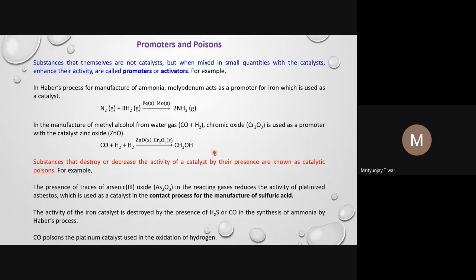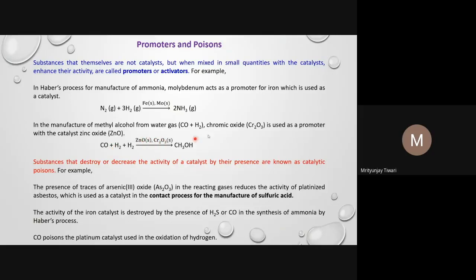We have already seen examples, the promoters and poisons. What are promoters? They are chemical substances that do not act as catalysts. If they are added in isolation, they will not increase the rate of the reaction. But when they are added with the catalyst, they increase the efficiency or efficacy of the catalyst, and so such substances are called promoters. Molybdenum for the iron catalyst in the Haber process for the synthesis of ammonia acts as a promoter, that we know. Chromic oxide in the formation of methanol from water gas acts as a promoter for the zinc oxide catalyst.